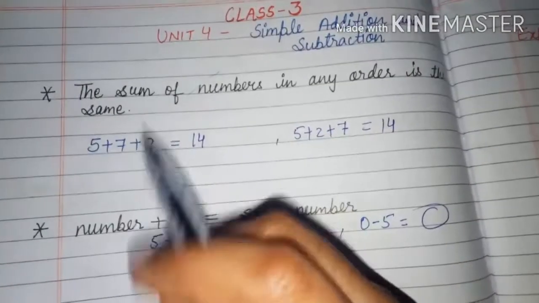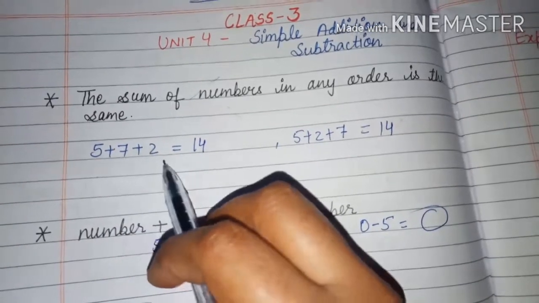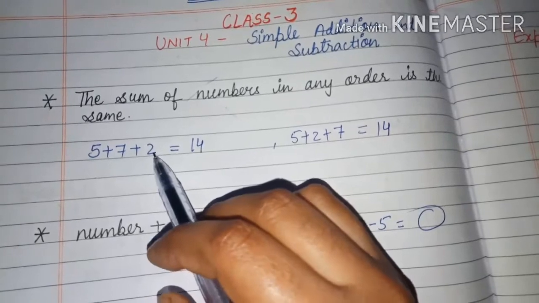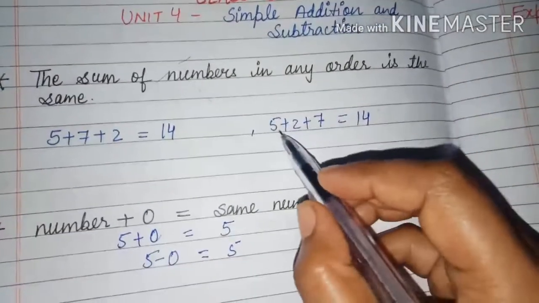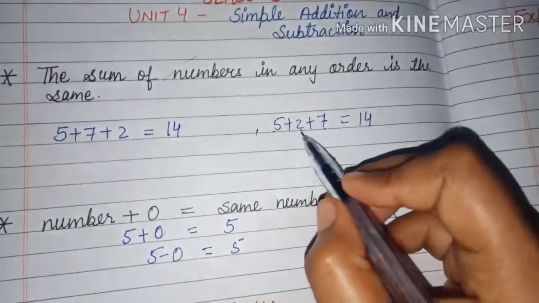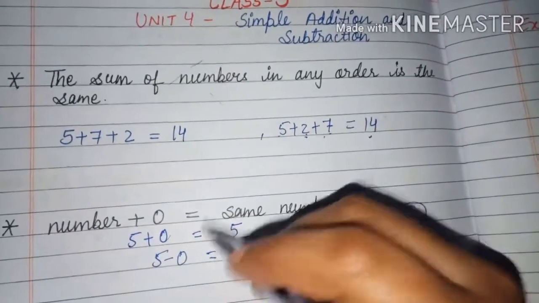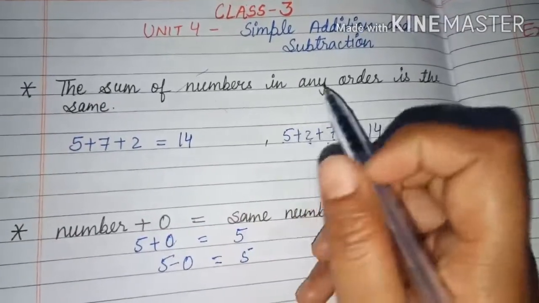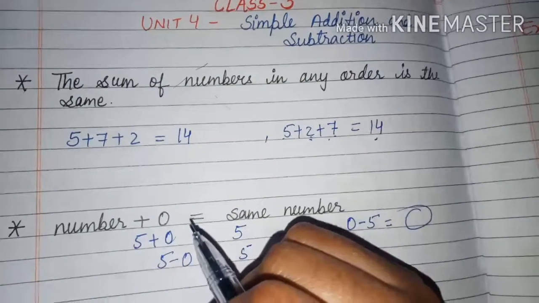What does it mean? For example, if I am taking 5 plus 7 plus 2, our answer will be: 5 plus 7 is 12, 12 plus 2 is 14. If I change their order, like doing 5 plus 2 first and then adding 7 with them, 5 plus 2 is 7, plus 7 is equal to 14. So the answer will be the same in both cases. The sum of numbers in any order is the same. I hope you all got it.